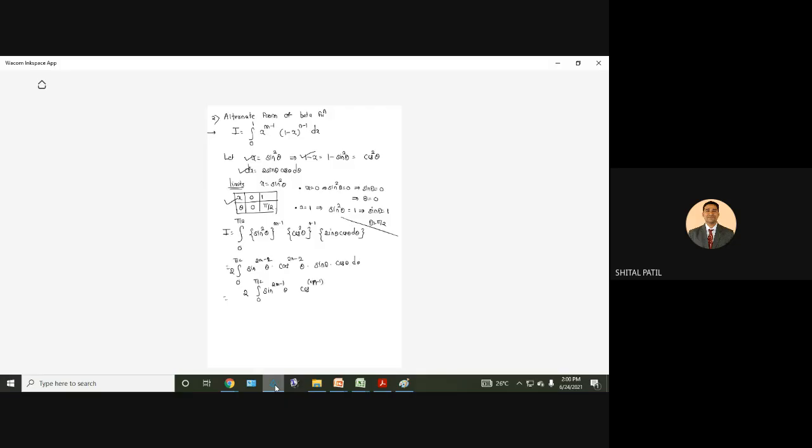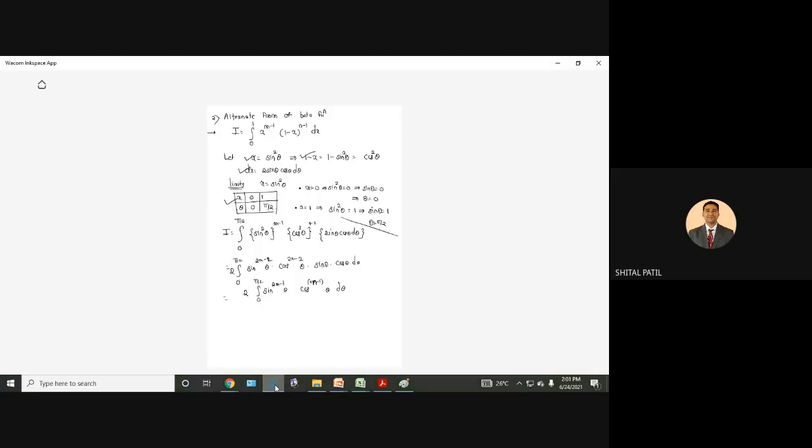Hope everyone is reading this. Beta mn equal to 2 times... क्या विशेष है? Okay, write up to this step. Yes, sir.